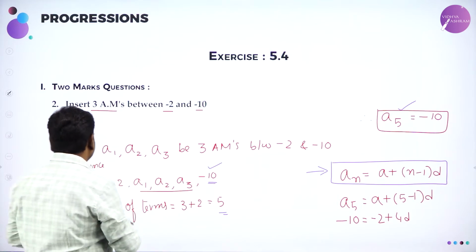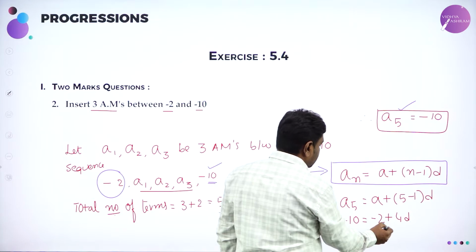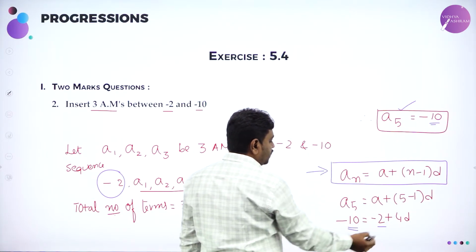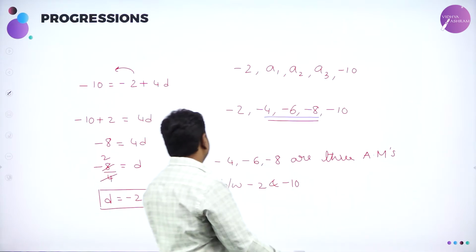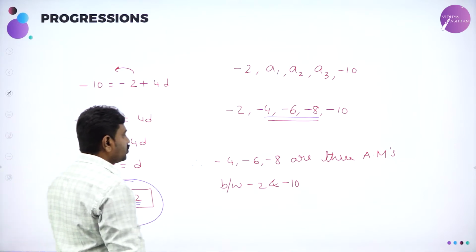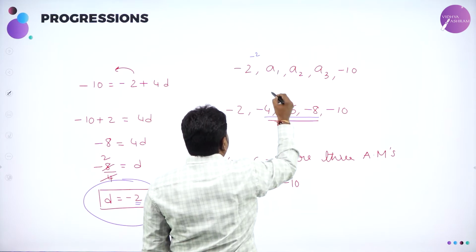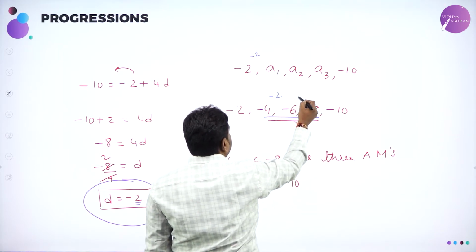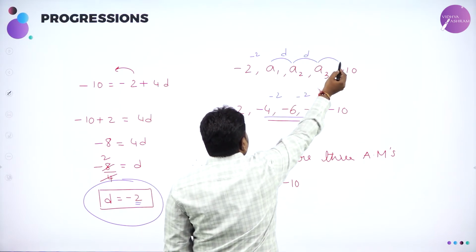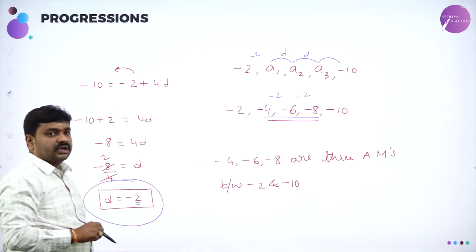A is the first term. Here we have the first term as minus 2, and we don't know the common difference. So I'll write minus 2, and A5 is also known, that is minus 10. I'll put it in and solve this equation. You'll get d, that is minus 2. Once you get minus 2, add minus 2 to the first term and it becomes minus 4. For minus 4, you add minus 2, it becomes minus 6. For each term, you go on adding the common difference to get the next term. Hope all of you understood this.